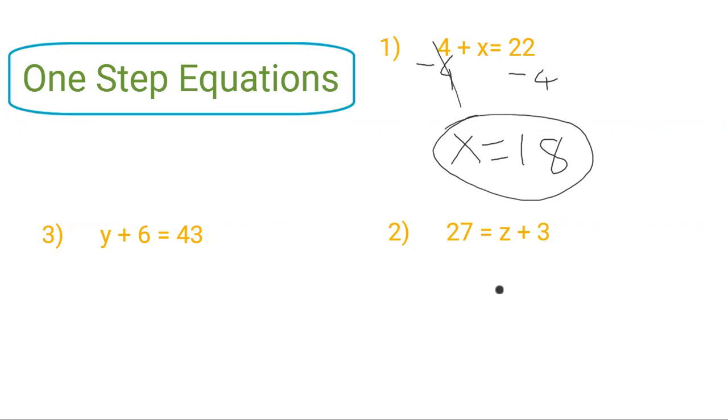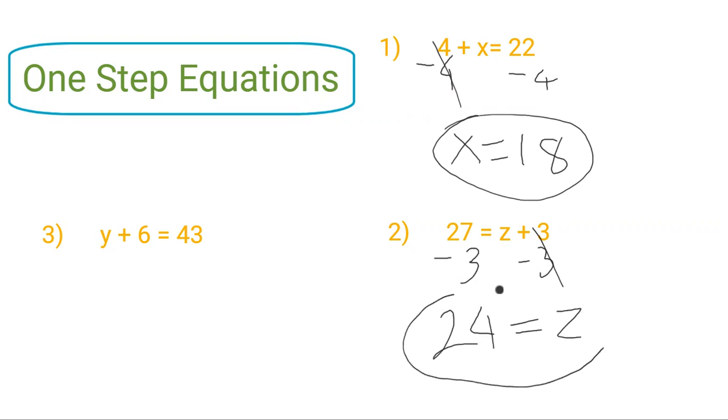For question 2, you need to do the same thing, and you need to subtract 3 in order to get rid of the 3 and make the variable be by itself. So do it to both sides. 24 equals z. So that's your answer.